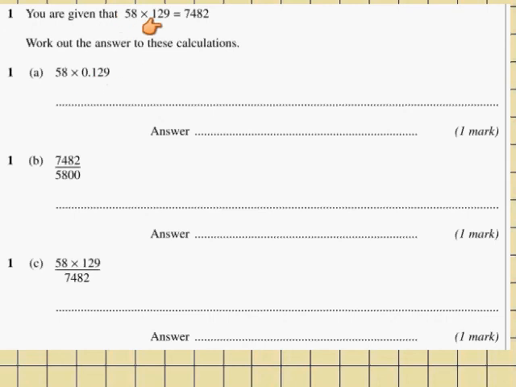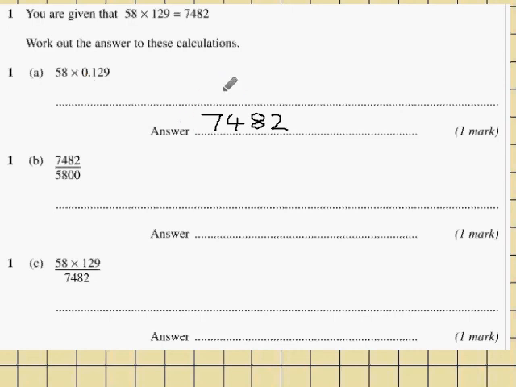We can see that this times this gives us this. We can see that these two are very similar, so I think I can do this in one go: 7482. We're told 58 times 129 gives us that. So for 58 times 0.129, you would just divide it by 1,000, or a much simpler way would be to say that there are three numbers after the decimal point in the question. So in the answer, we will need three numbers after the decimal point.